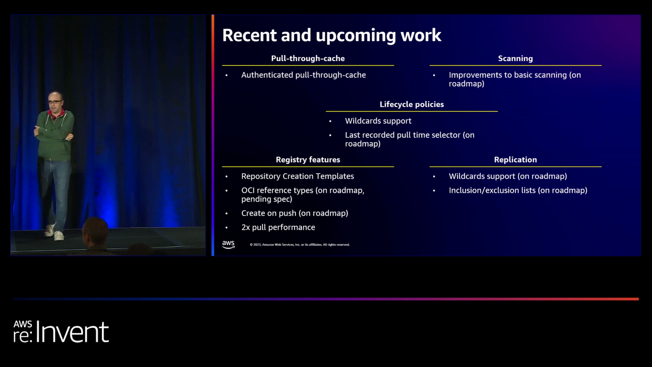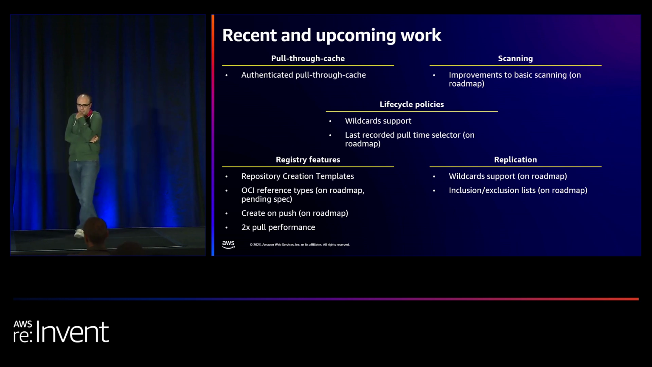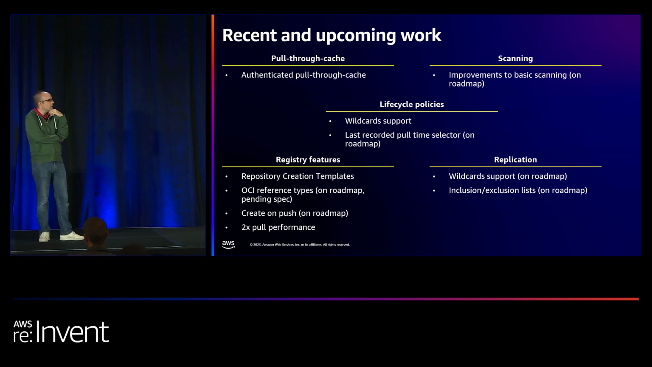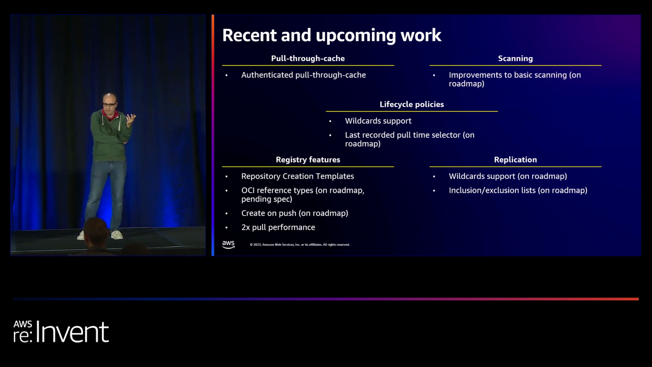Pull-through cache up until basically last week supported ECR Public and Quay.io for upstream registries. We now support additional registries that require authentication. This includes Docker Hub, GitHub Container Registry, and Azure Container Registry. So you can store your credentials with Secrets Manager, and ECR will use those to authenticate to the upstream registry on your behalf and pull those images.